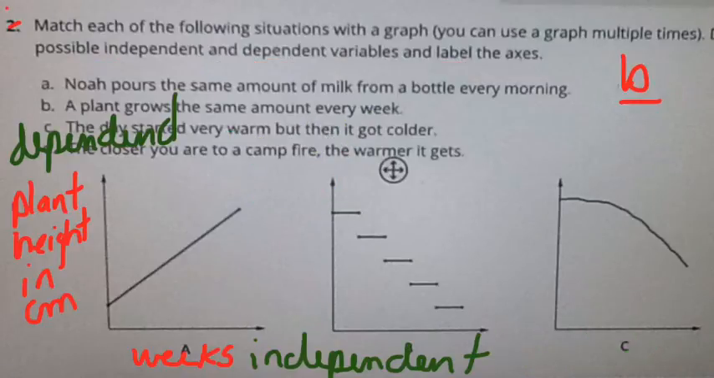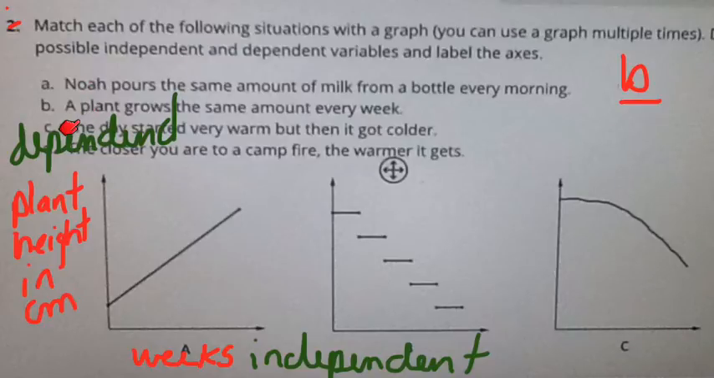B, a plant grows the same amount every week. This is showing something decreasing, and this is showing something decreasing. So it can't be either B or C. And so the first part of the secret message is, I want you to write down on your paper that B cannot be B or C because they're both decreasing. And that's not the only secret message, so you'll need to keep listening.